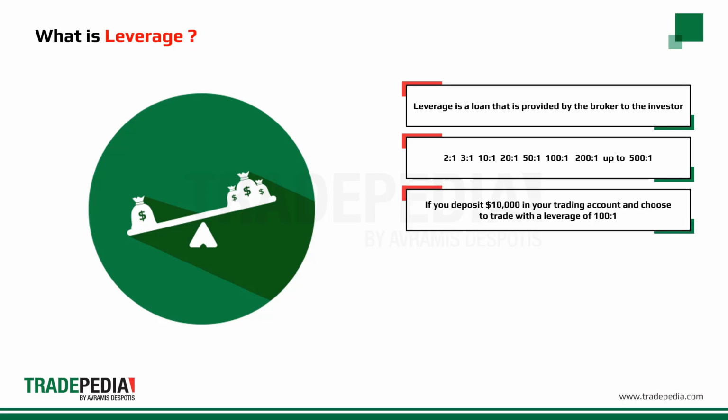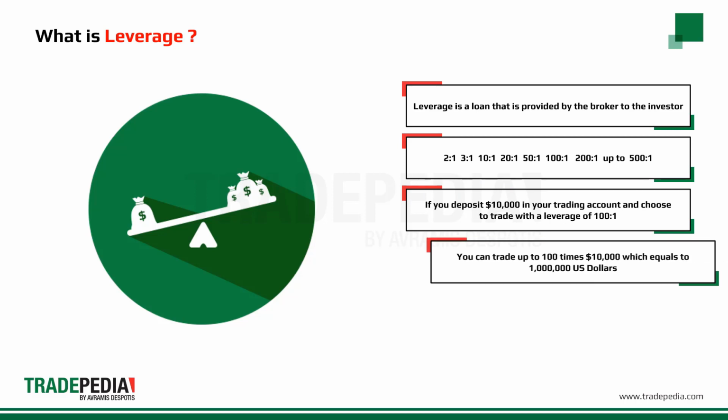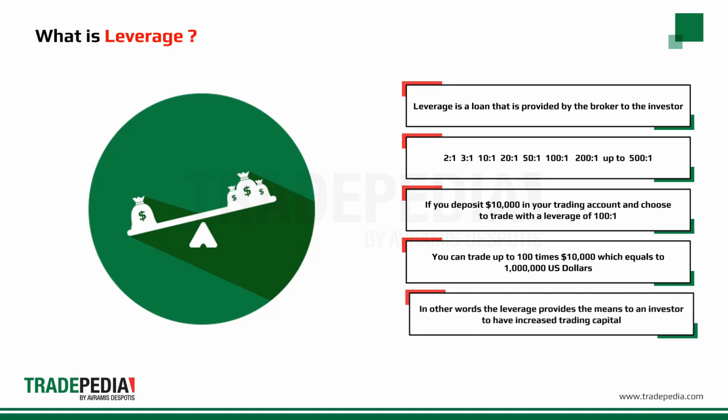If you deposit $10,000 in your trading account and you choose to trade with a leverage of 100-to-1, you can trade up to 100 times $10,000, which equals $1 million US. In other words, the leverage provides the means to an investor to have an increased trading capital, giving the opportunity of having maximized outcome.